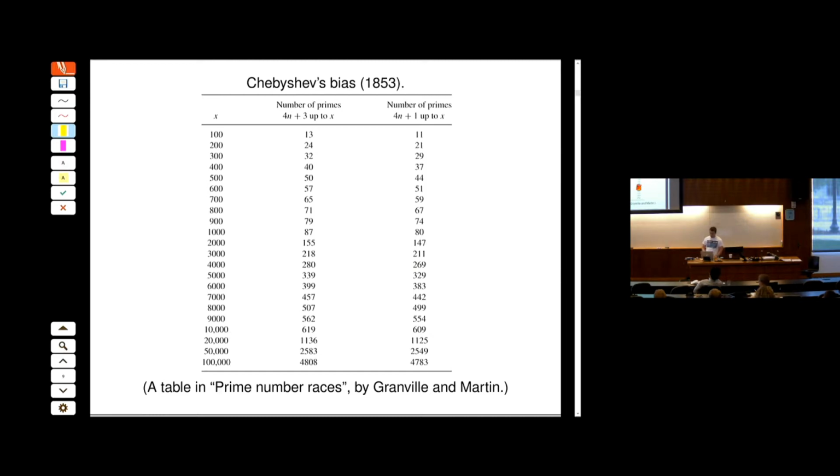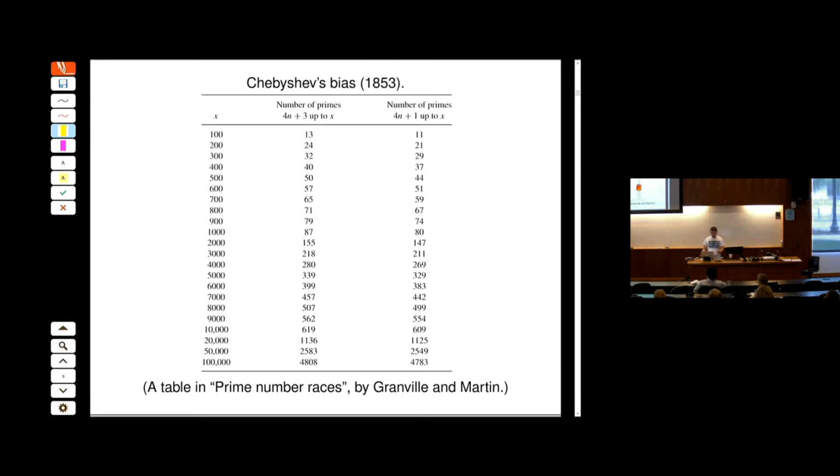And then you can count and see that up to 100 there are 13 versus 11. Up to 200 there are 24 versus 21, and so on. And they're just a little bit more abundant. They're asymptotically the same numbers, but there's something else going on. There is some sort of second term in the counting function, so something is going on.